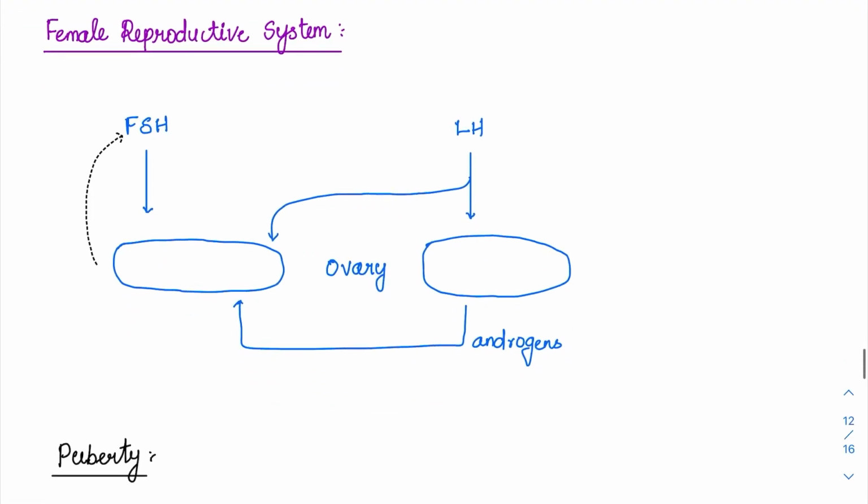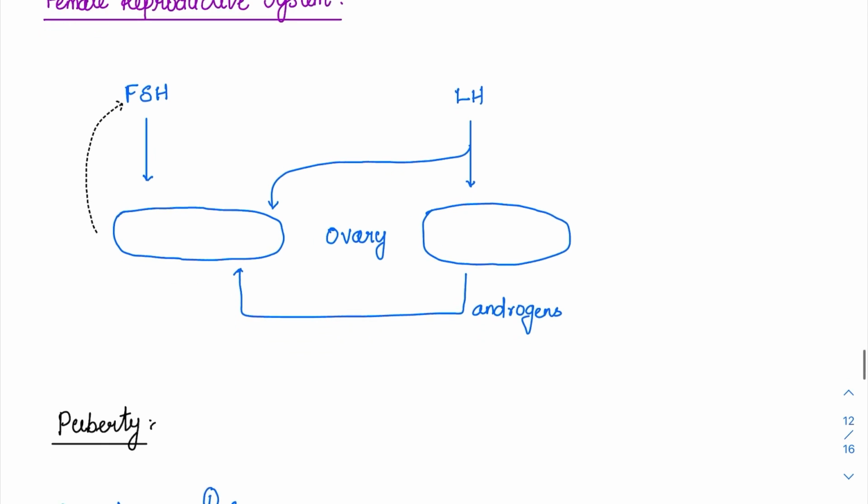Now coming to the female reproductive system. The female reproductive system is also under the influence of two same hormones, that is FSH and LH, follicle stimulating hormone and luteinizing hormone. This LH can act on a specific cell called theca cells, thecal cells. What they do is they will produce a substance called androgens. They also produce the androgen, further which can be converted to an estrogen.